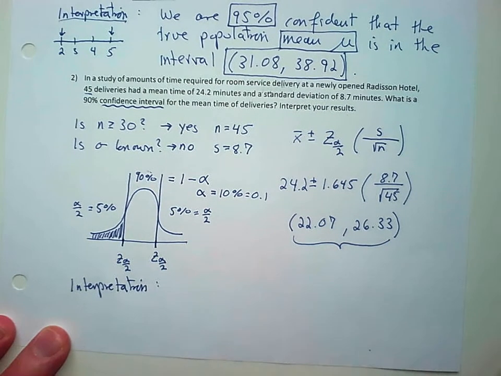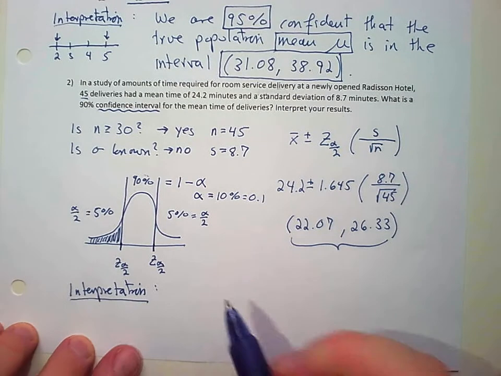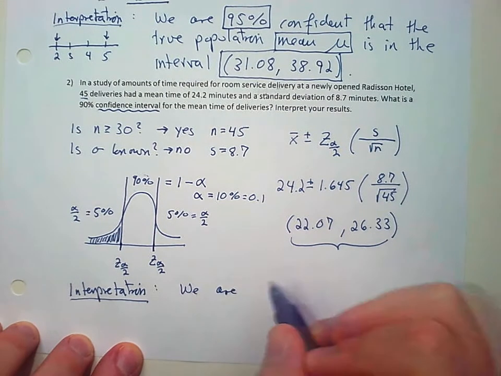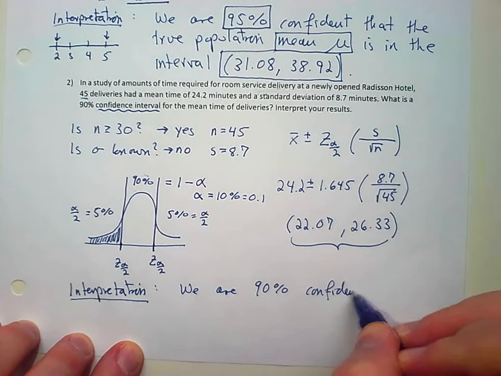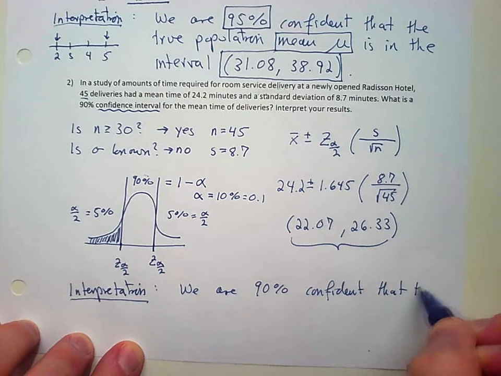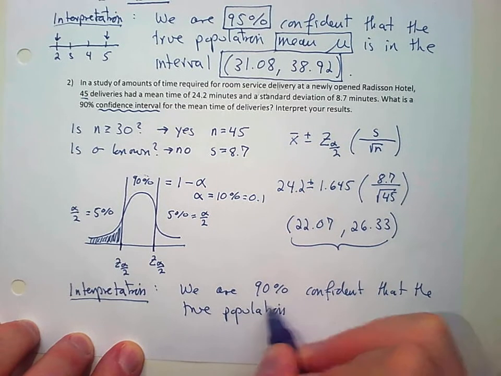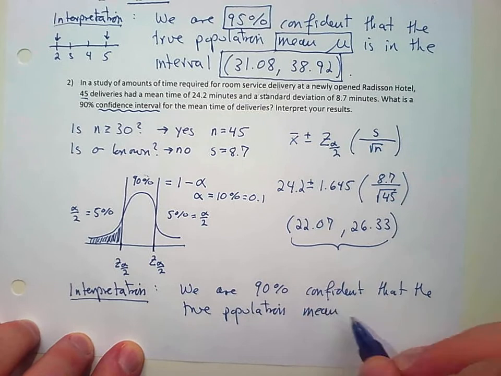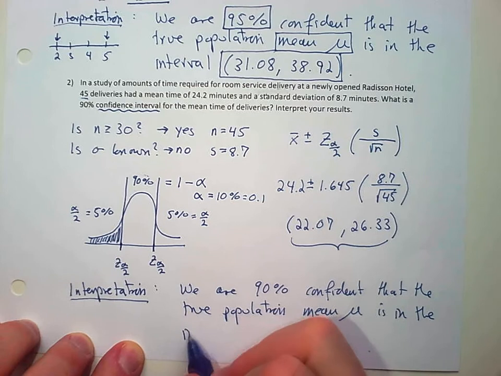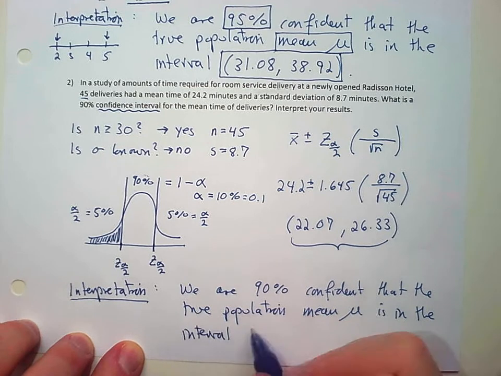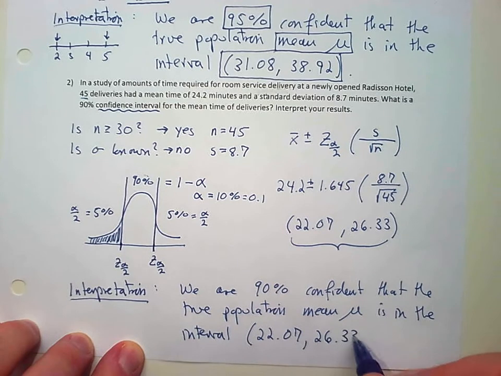So we just need to provide an interpretation. And our interpretation is what? Again, we are 90% confident that the true population mean mu is in the interval, what we just calculated out, 22.07 to 26.33.